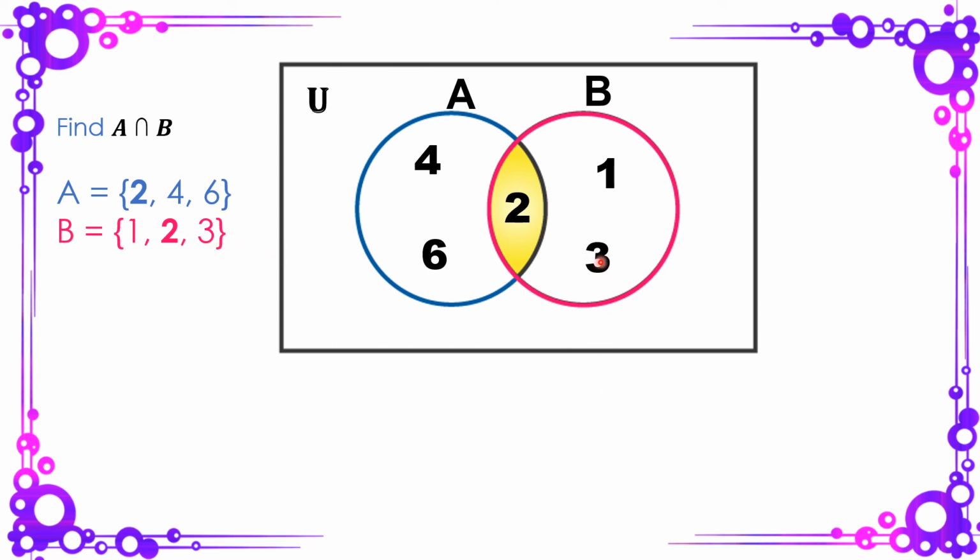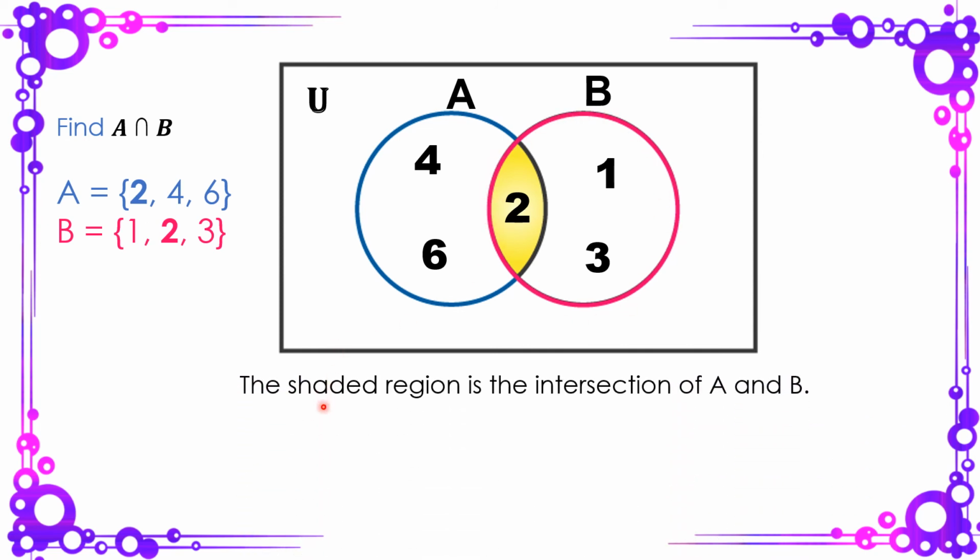And 3. So this is for B. The shaded region is the intersection of A and B. You see here again the color yellow. So again, if we are going to create a Venn diagram for intersection, do not forget to shade this part.